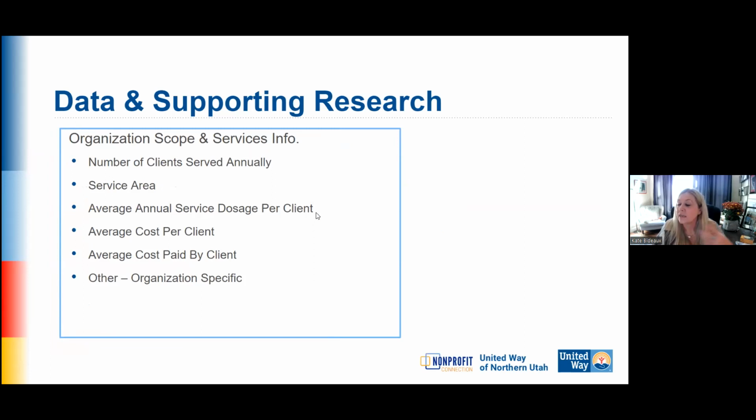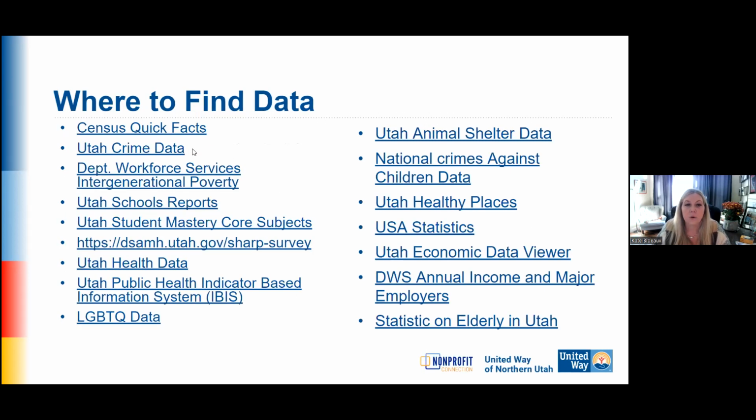So how much? Like Treehouse is going to have a huge number of clients, right? But the dosage is going to be small. Whereas somebody like Boys and Girls Club is going to have a smaller number of clients, but their dosage could be 800 hours. Whereas with the Treehouse, the dosage may be 10 hours if somebody comes 5 times a year for 2 hours each date. The average cost per client, if your client has to pay anything, and then anything else that's specific just to your organization. So where do you find data?